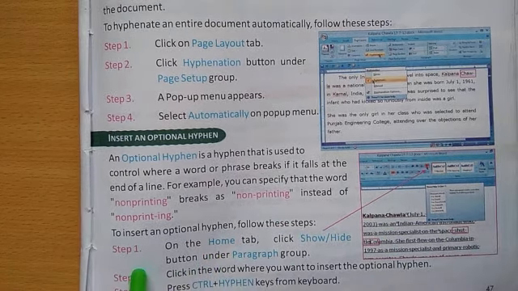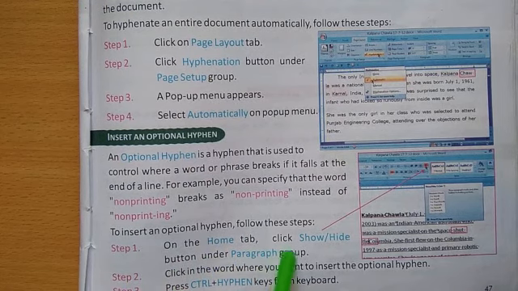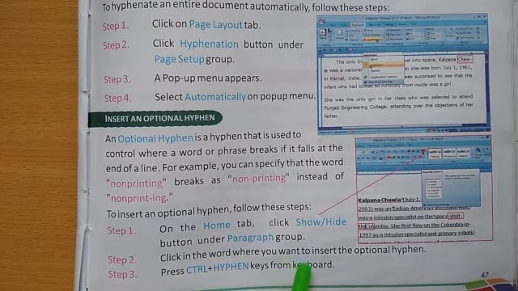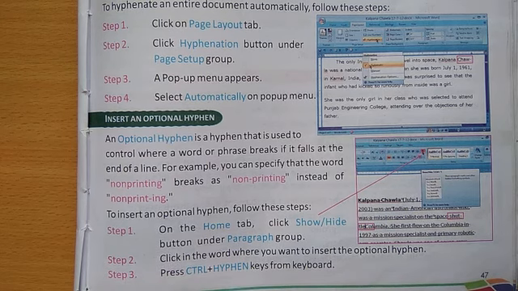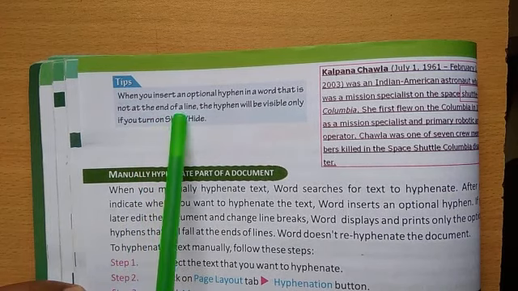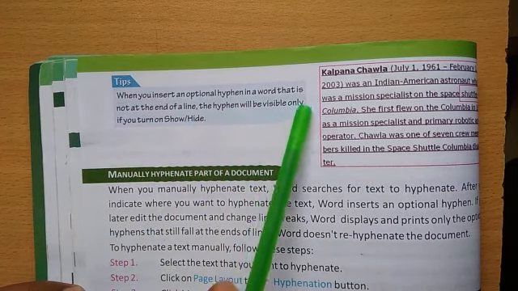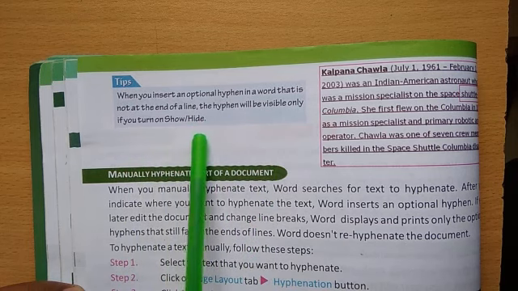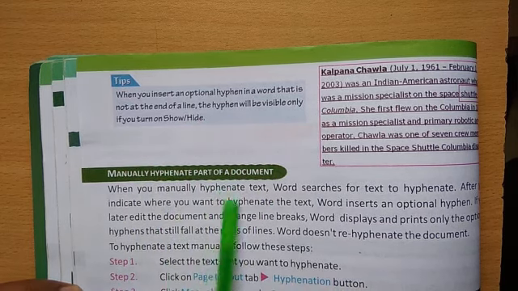What are the steps? Step number 1. On the Home tab, click the Show/Hide button under the Paragraph group. Step 2. Click in the word where you want to insert the optional hyphen. Step 3. Press Ctrl plus hyphen keys from the keyboard. Here are some tips. When you insert an optional hyphen in a word that is not at the end of a line, the hyphen will be visible only if you turn on Show/Hide.